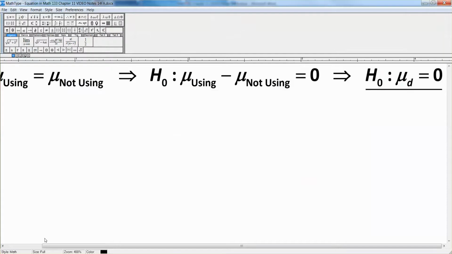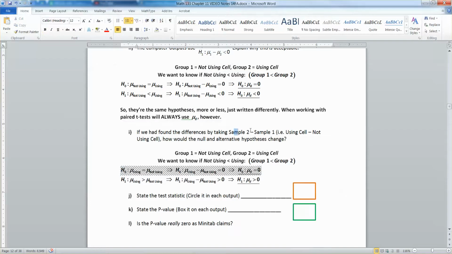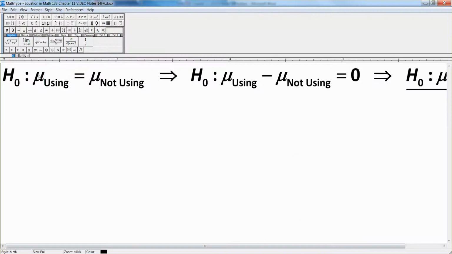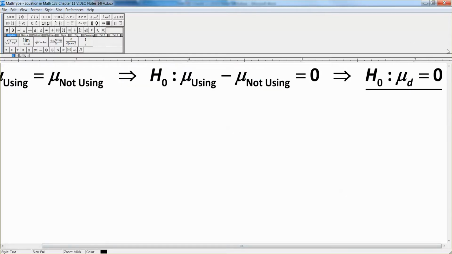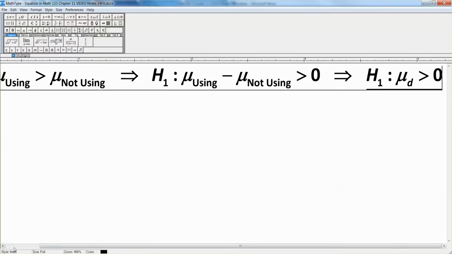So if we put the using group in front, that's what they're telling us to do. They're saying, hey, do sample 2 minus sample 1, do using minus not using. So if you do that, you put it in front, then when you subtract, it'll be using minus not using, just like they said, which will be equal to 0, and that means mu d is equal to 0 as your null. So that's no different. But what is different is your alternative.